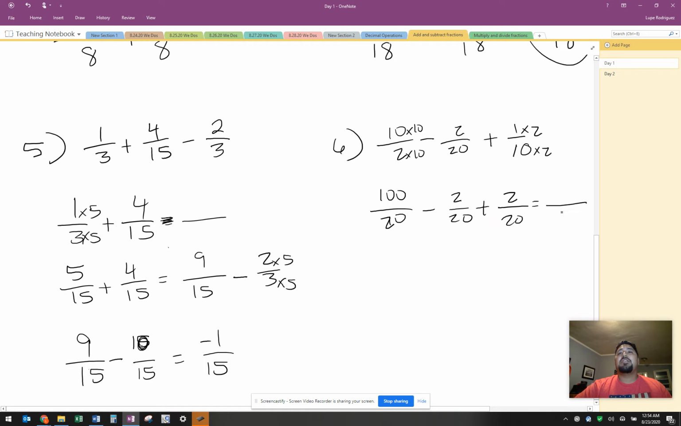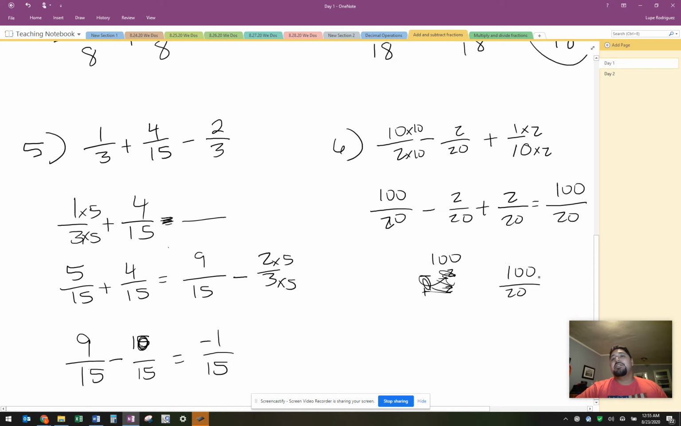And I know my answer is going to be in 20ths. So really what I'm doing is 100 minus 2 plus 2. Well, minus 2 and plus 2 kind of cancel each other out, so it's really just 100. But I could say 100 minus 2 is 98, plus 2 is 100. So really looking at 100/20, and that really just gets me back to this original part. And so now we're looking at 100/20, and I need to simplify that.